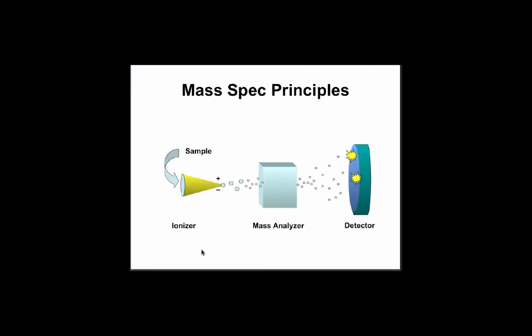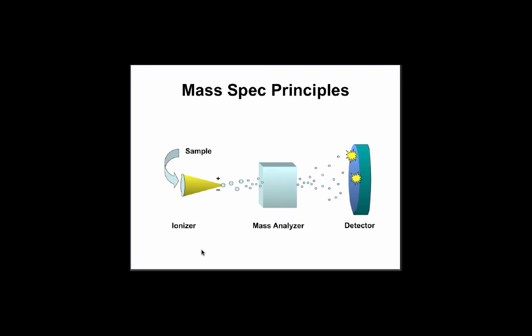So in the case of electrospray mass spectrometry, which we'll talk about, it's the most common one used in metabolomics and in proteomics. Typically, it'll take a sample, run it through a column, and then it'll go through what's called an ionizer. The ionizer converts the molecules into ions. In order for a mass spectrometer to work, you have to have ions. You can't weigh neutral molecules, or you can't measure the mass of neutral molecules.